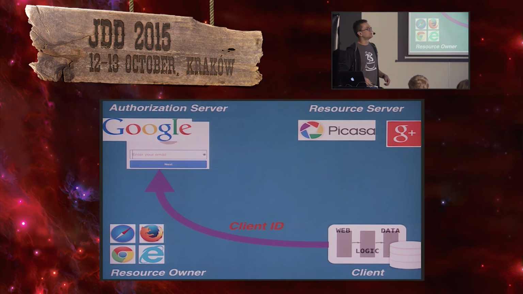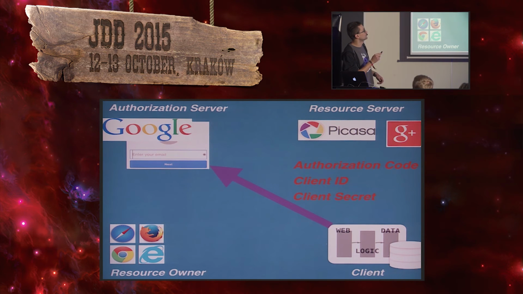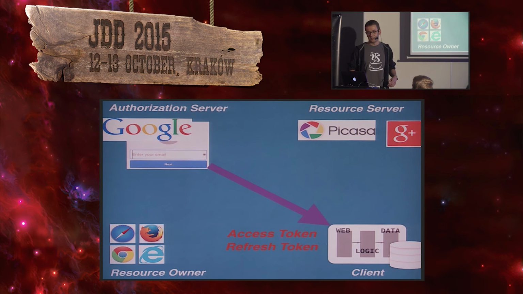So you get redirected to the authorization server. In such a case, it's Google. You get redirected back after you authenticated. An application obtains an authorization code. Then the application sends to the authorization server the authorization code plus its own credentials, which were previously registered in the authorization server. And in exchange, it gets an access token and a refresh token.